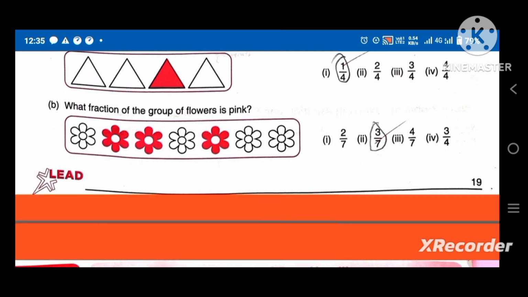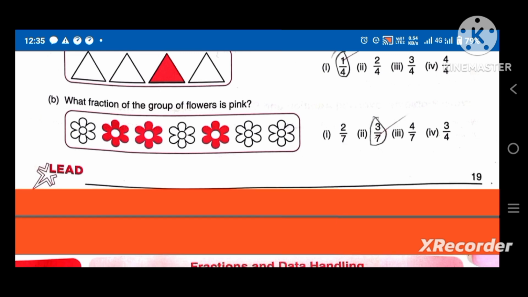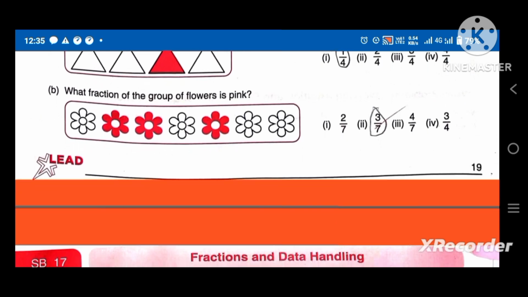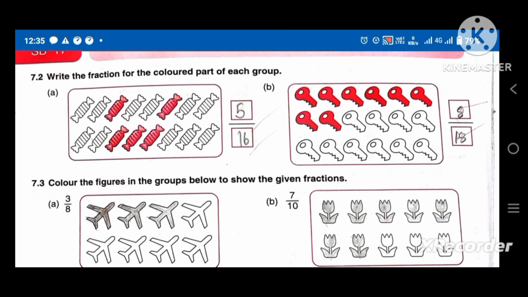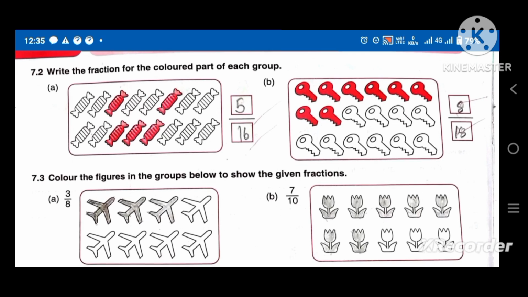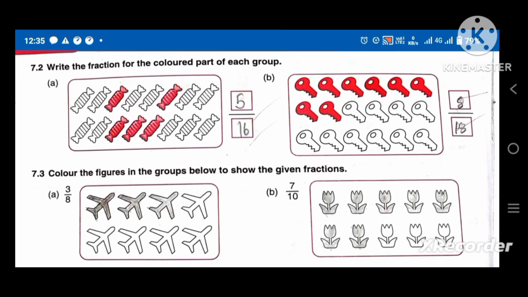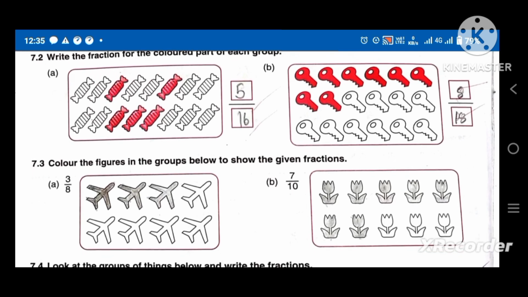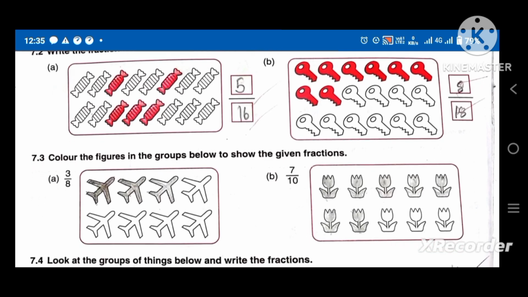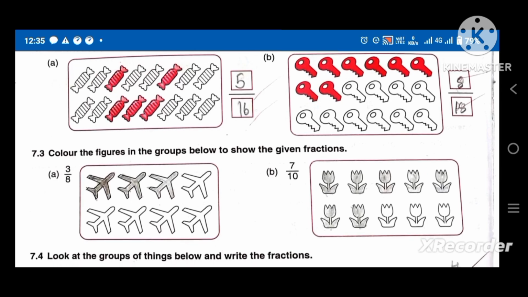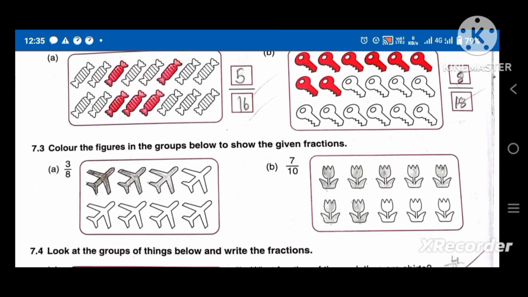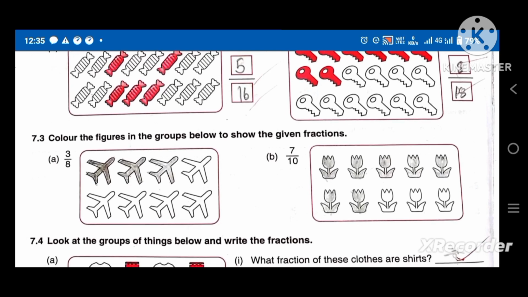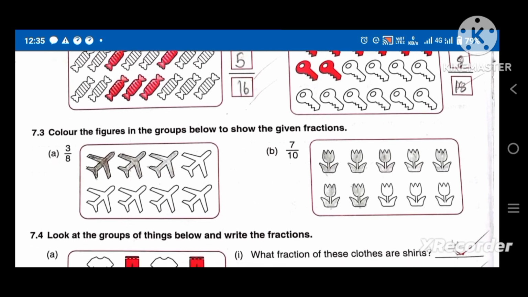B. What fraction of the group of flowers is pink? Answer is 3 by 7. 7.2. Write the fraction for the colored part of each group. A. Here 16 chocolates are there. In that 16 chocolates, 5 chocolates are colored. So 5 by 16 is the answer. B. 8 by 15.